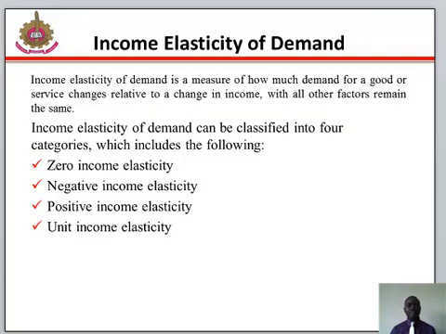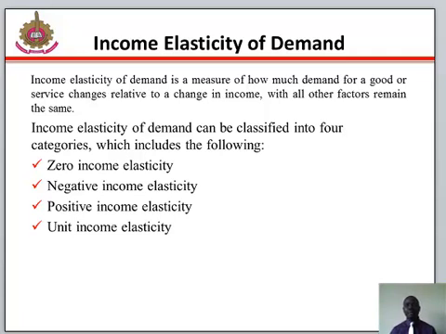Income elasticity of demand. Income elasticity of demand is a measure of how much demand for a good or service changes relative to a change in income, with all other factors remaining the same. Income elasticity of demand can be classified into 4 categories, which are zero income elasticity of demand, negative income elasticity of demand, positive income elasticity of demand, and unit income elasticity of demand. Let us explain them briefly, one after the other.